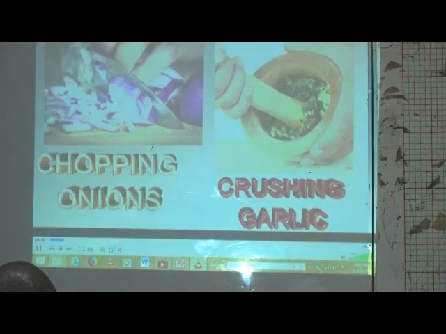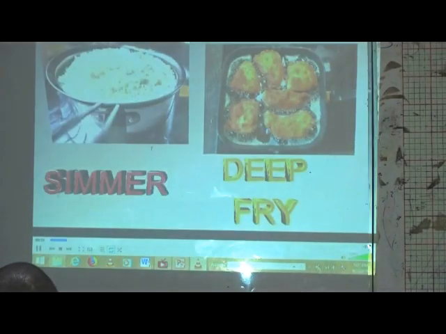So this is chopping of onions. When you talk about chopping, that is the meaning. Crushing, use a pestle and a mortar to crush. That's the meaning of crushing. So it's kitchen vocabulary that you need to know.